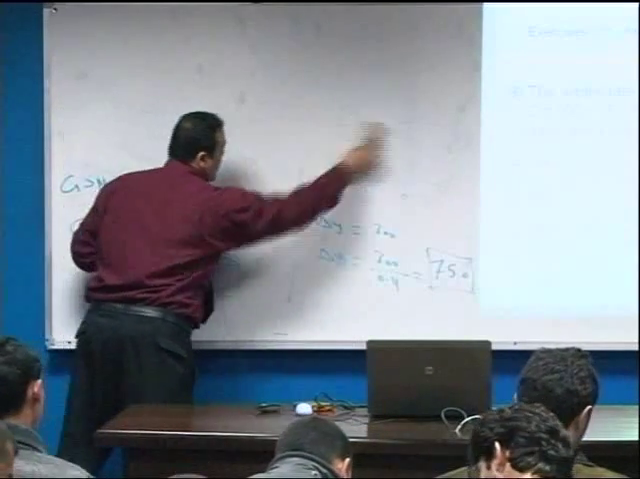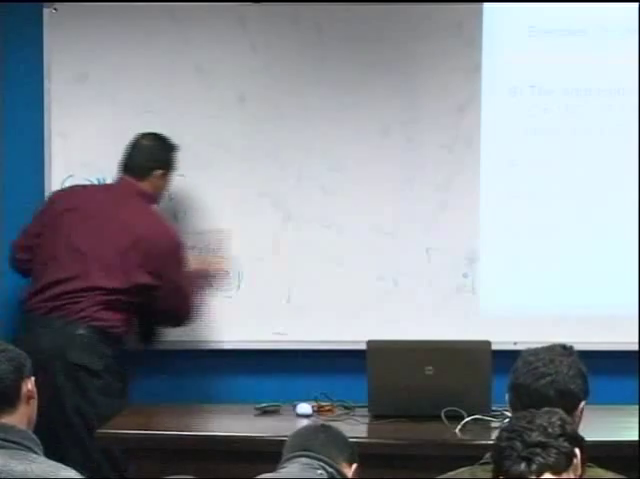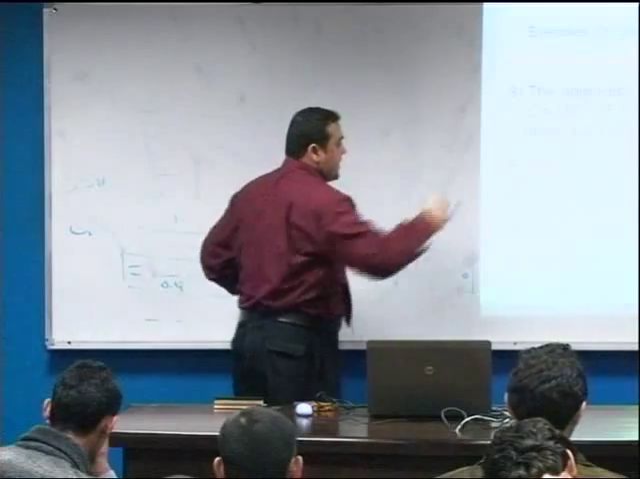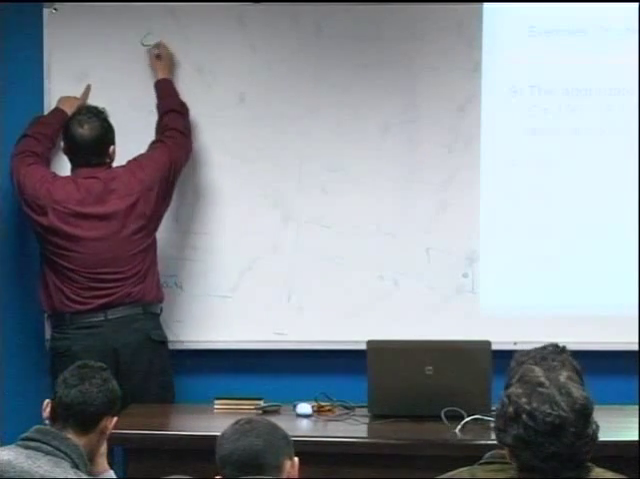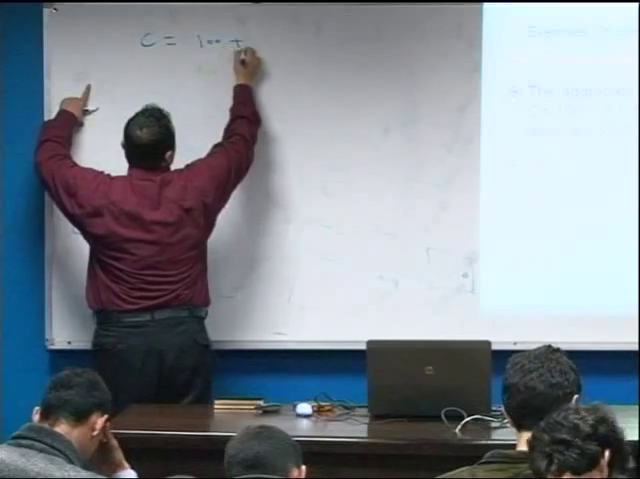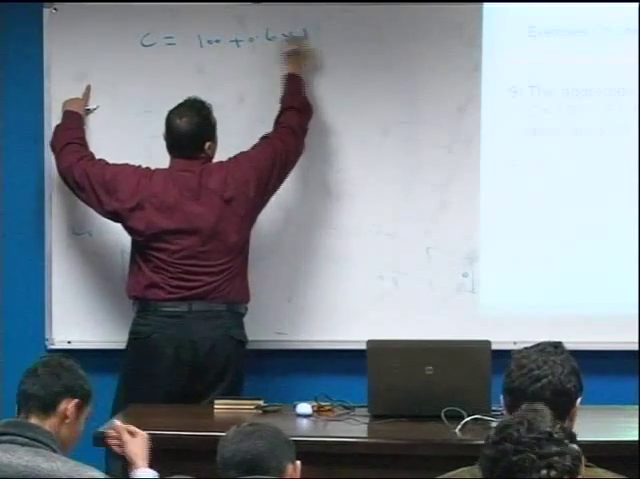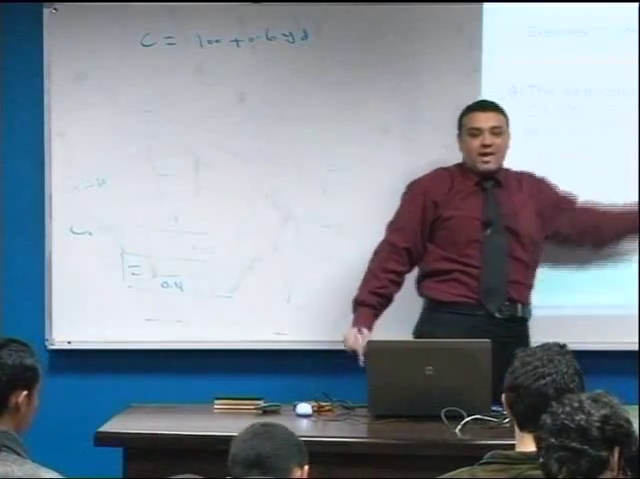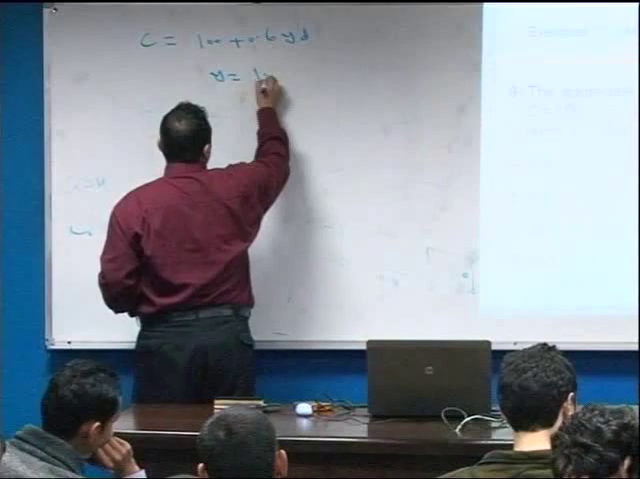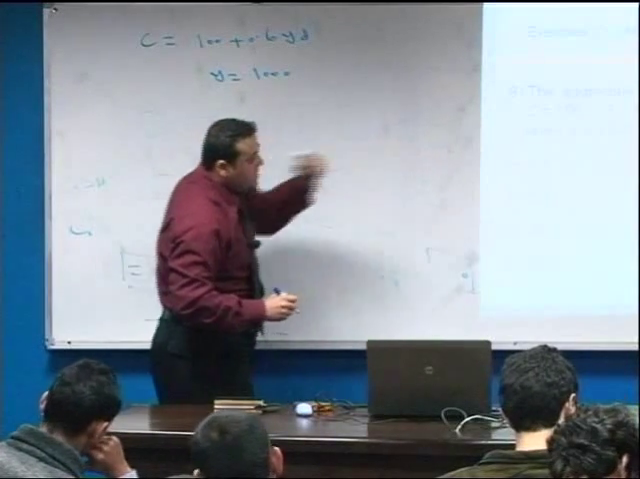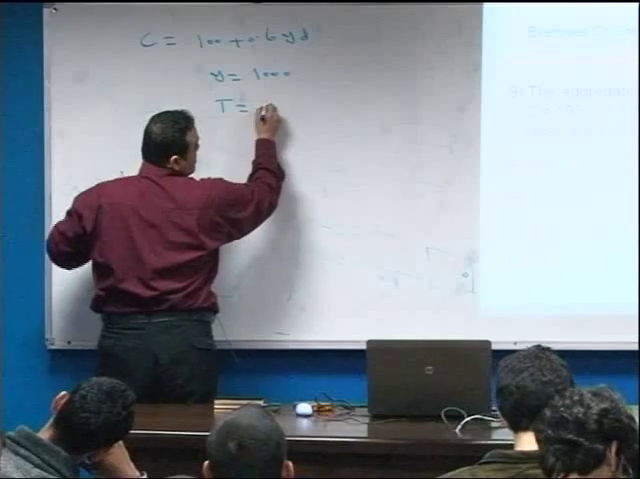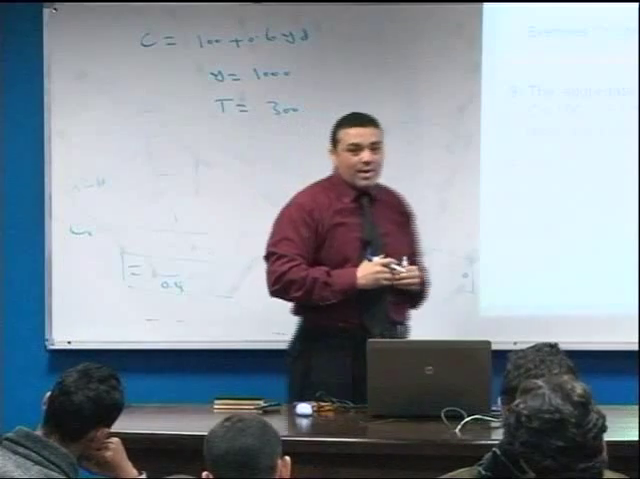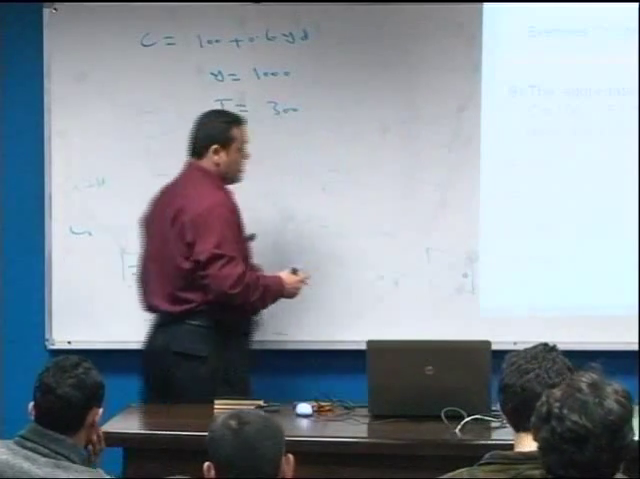Okay, suppose that we have the following information: the consumption function, Y, and the net taxes are given. The aggregate consumption function equals C equals 100 plus 0.6 YD. If income Y equals $1,000, and the net taxes equal $300, the question is, calculate the aggregate consumption.